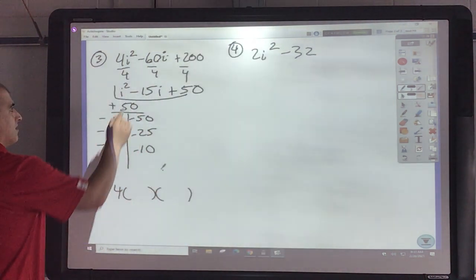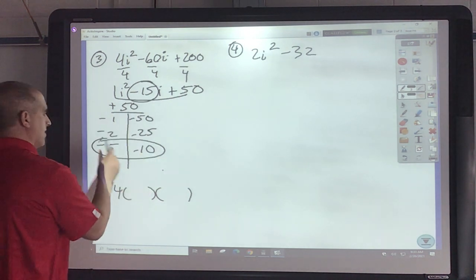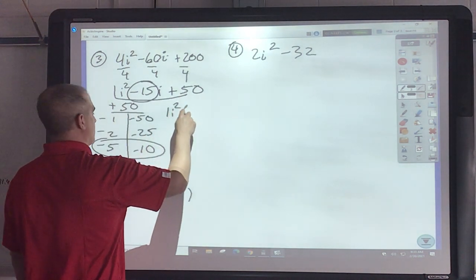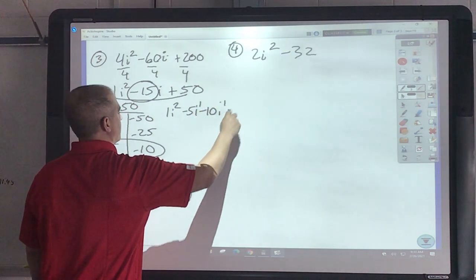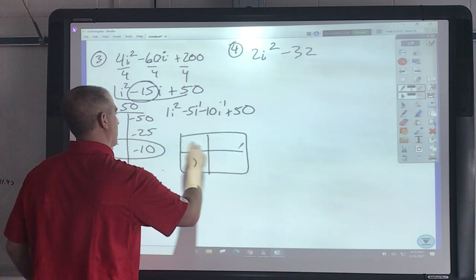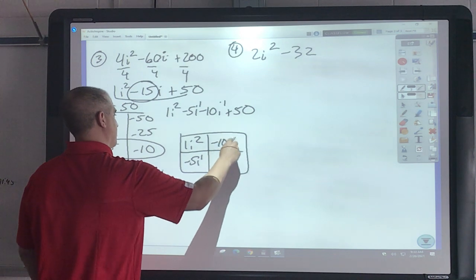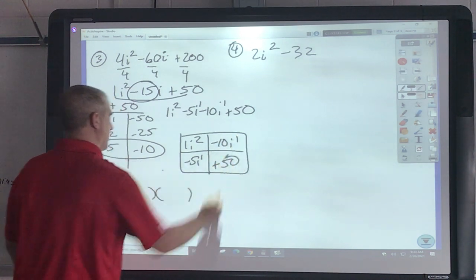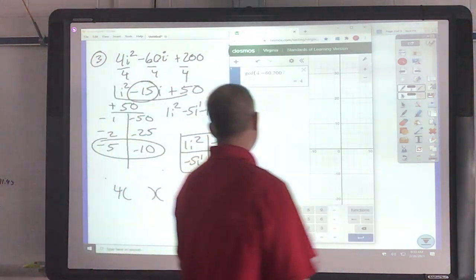Now, what set am I looking for? The set that adds up to negative 15. Okay, that would be this set right here. So what this is going to be is 1i squared minus 5i to the first minus 10i to the first plus 50. Okay, now I'm just doing GCFs of this.